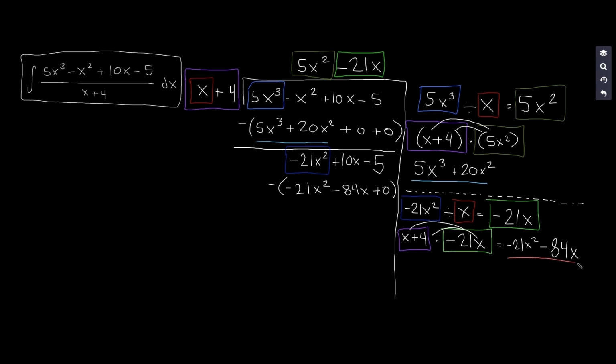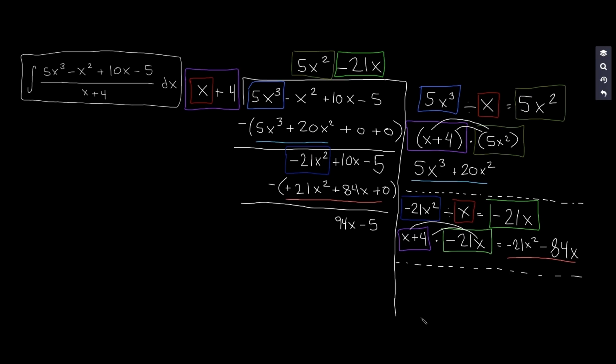Negative 21x squared minus 84x right here is the same negative 21x squared minus 84x over here. Of course, I did add a plus 0 just so it lines up nicely. Before we get started, we're going to distribute this negative sign across all terms. This is going to become positive 21x squared, and this is going to become positive 84x. Now, negative 21x squared plus 21x squared is just going to be 0. 10x plus 84x is going to be 94x. Negative 5 plus 0 is just going to be negative 5.